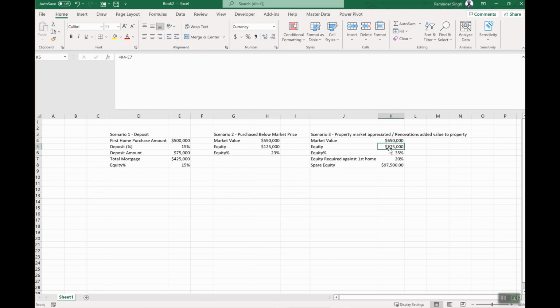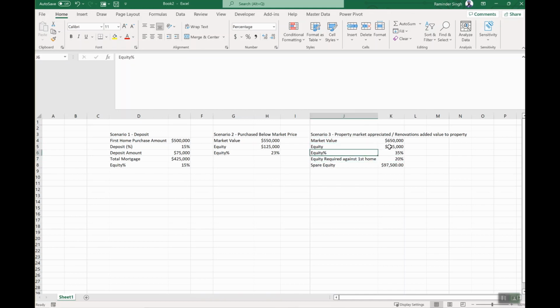Now let's say in this case you have made an equity of 35%. That amount is not sitting in your account, it's just a paper value, but you can utilize that paper value to get another home loan approved from your bank. Now what I could do is, let's say the bank requires me to keep 20% against my first home.